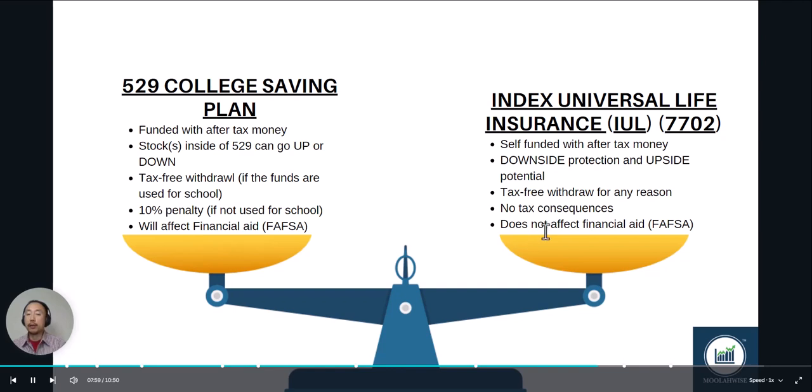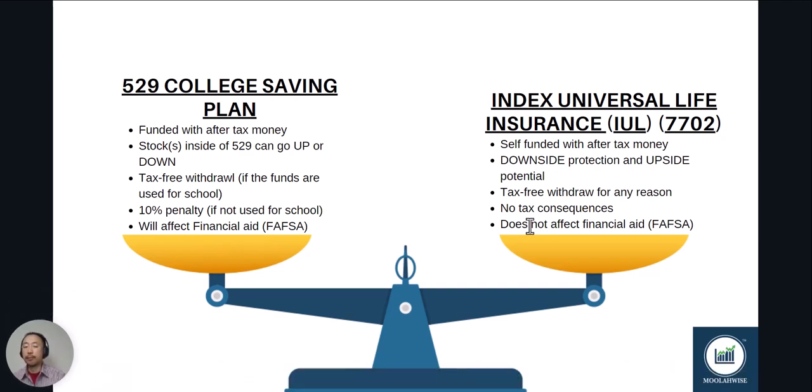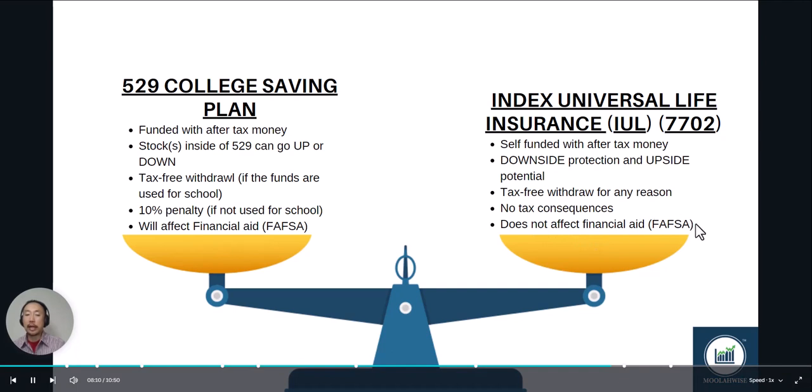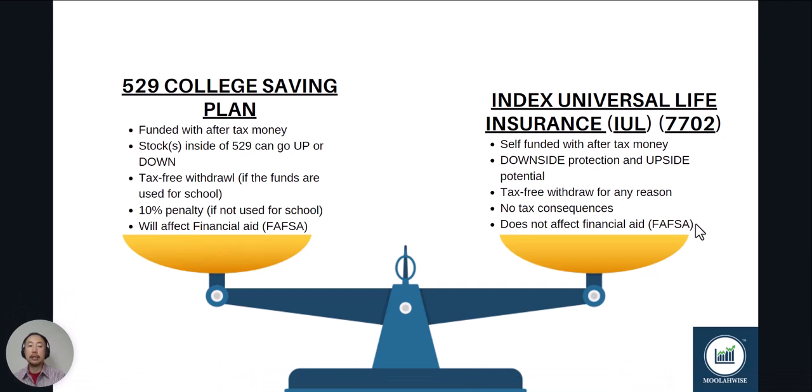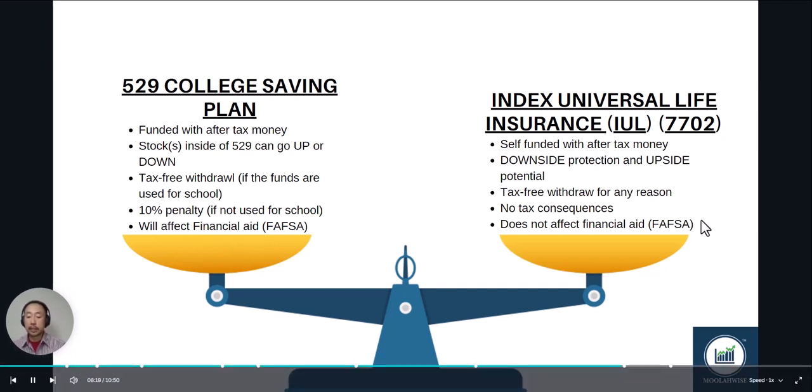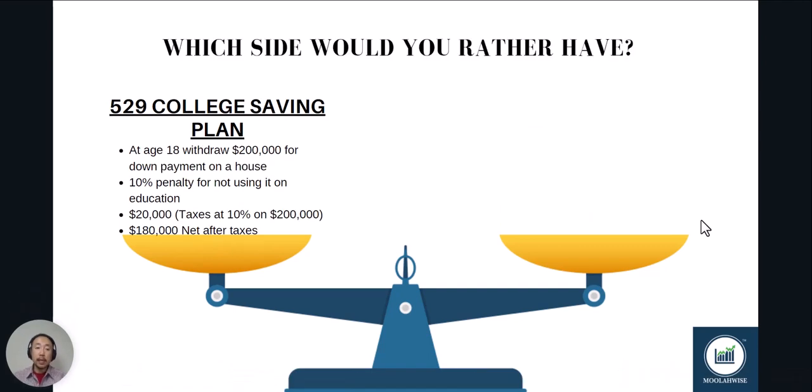And one thing that a lot of people don't know is that when you save money inside of an insurance policy and you go to apply for financial aid, it doesn't count as an asset. So that's one thing that I like to tell my clients. I'm a numbers guy. I like to see what kind of numbers and see how the tax affects it. So let's look at some numbers and compare it.